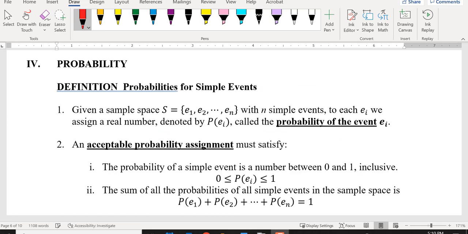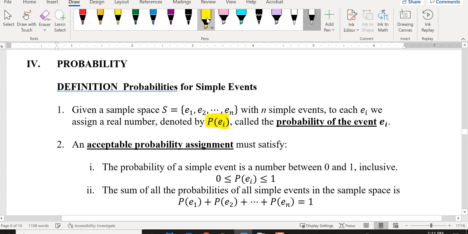Now let's go talk about probability. Definition: given a sample space that consists of event 1, event 2, all the way to event n, we're going to say that sample space has n simple events. And to each event, we're going to assign a real number denoted by the probability of event E sub i. So the probability of event 1, the probability of event 2. So we can assign a number called the probability of the event for every event in a sample space.